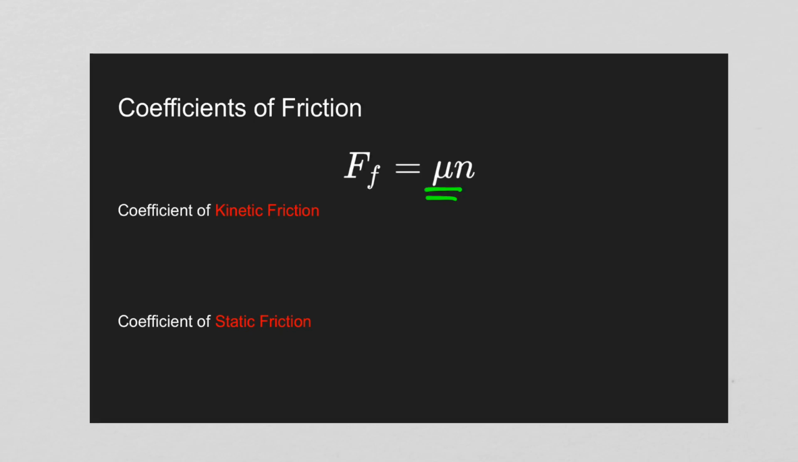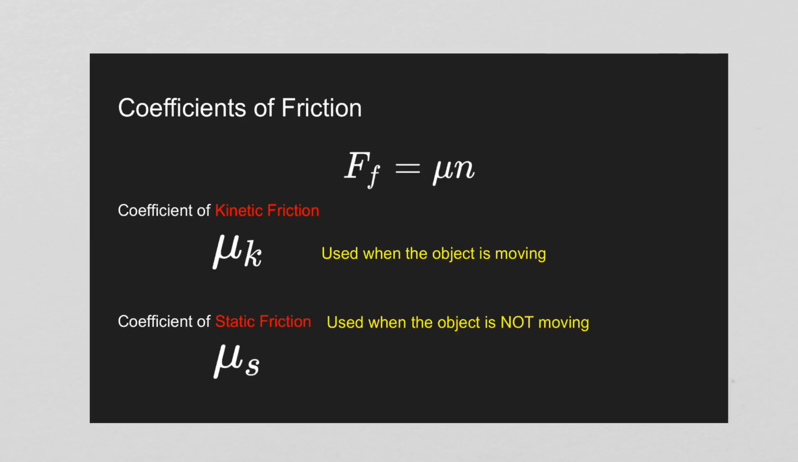Now we're going to talk about two. You may have noticed that it's easier to keep something moving than it is to get something moving. So if something is moving, you use this mu sub k, the coefficient of kinetic friction, and kinetic means moving. If it's not moving, you use static friction, for when it's not moving, stasis, not moving.